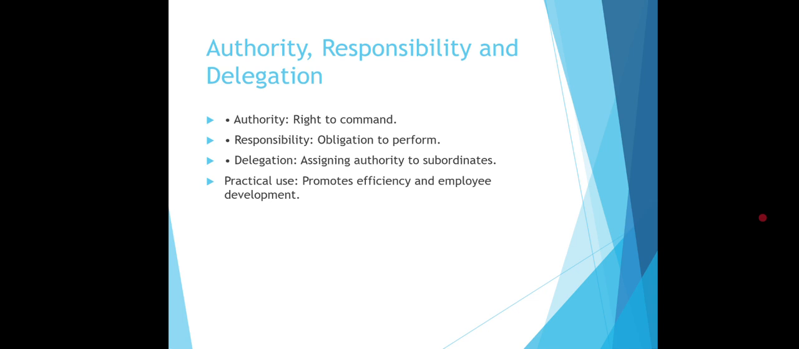After that we have key elements, okay, which include authority, responsibility, centralization, decentralization, span of control. So if we talk about the authority, that means right to give orders, and if we talk about the responsibility, that means duty to perform. After that we have centralization, that means power at top, and decentralization, that means power is shared. Okay, after that we have span of control, that means number of subordinates per manager.